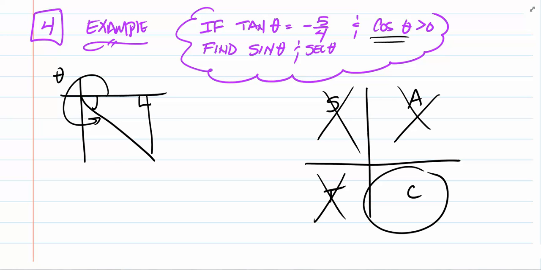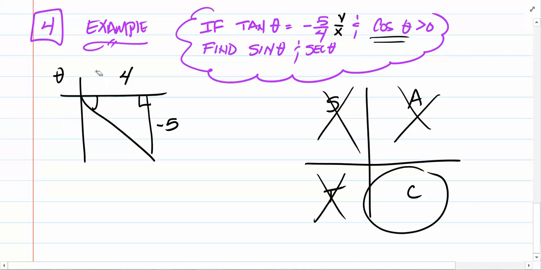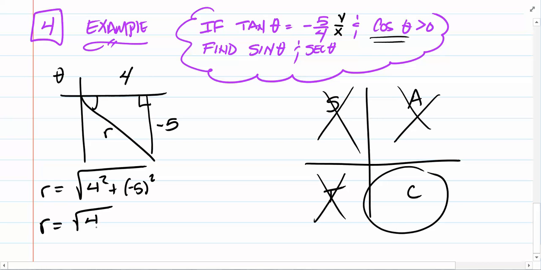I know the tangent is negative 5 over 4. So that represents, remember, y over x, up at the very top of our first box. So that means I go over how many units? 4 units over, and how many units down? Negative 5. Good. So that means I have a radius here. What would that radius or the hypotenuse be for that right triangle? Well, it would be the square root of 4 squared plus negative 5 squared, which is the square root of 41, because 16 plus 25 gives you 41. We're going to leave it like that.